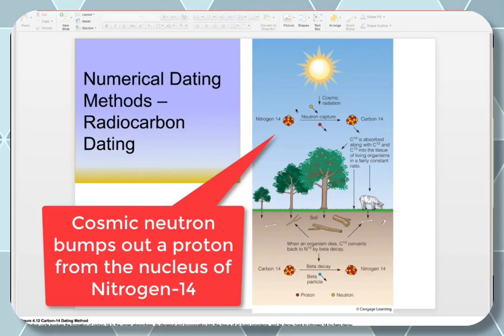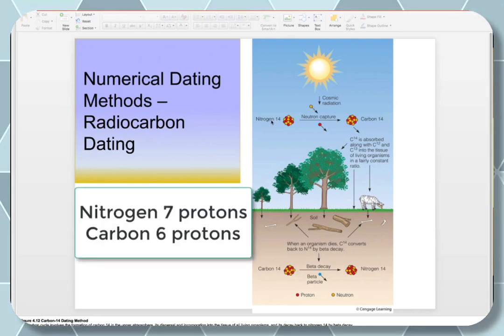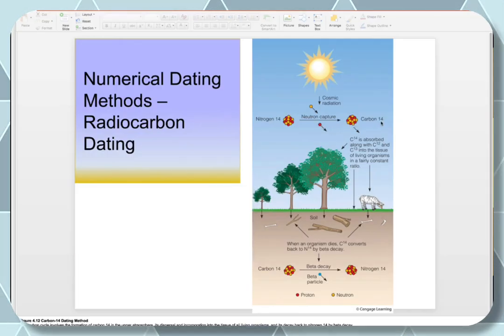And so if a neutron bumps a proton out of the nucleus of nitrogen-14, we still have the same atomic mass, but now we've converted a proton to a neutron. So now that means the atomic number must decrease by 1. Remember, the atomic number of nitrogen is 7, carbon has 6, right? So we lost a proton, so now this becomes carbon, but we didn't change the weight because we just replaced that proton with a neutron. So anyways, that's always happening. It's a continuous supply in the atmosphere.